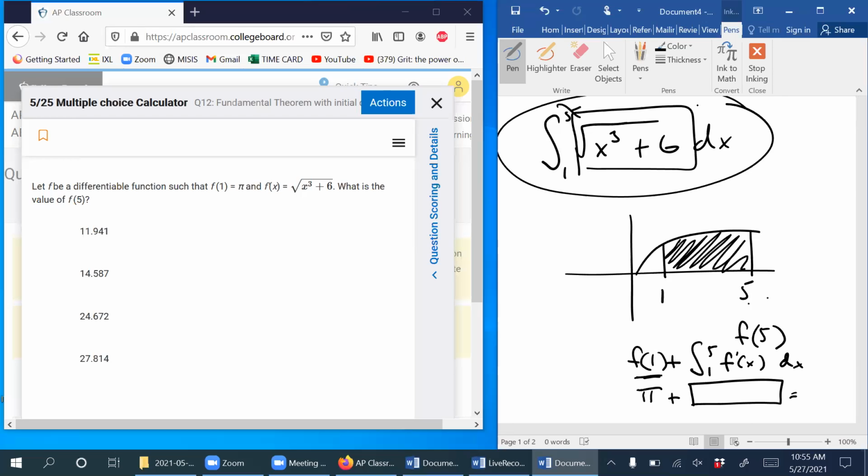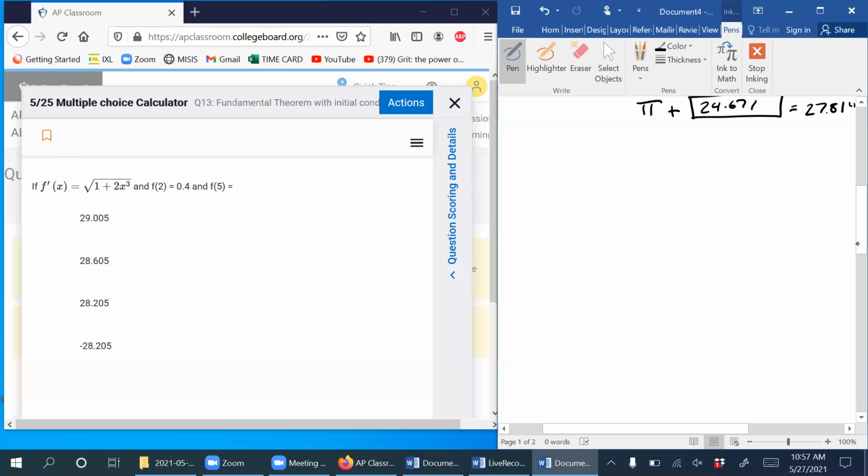Okay, the calculator is telling me this is 24.671. I'm going to add pi to that. We end up with 27.814, which is our last answer. Okay, 13 looks like a similar question.